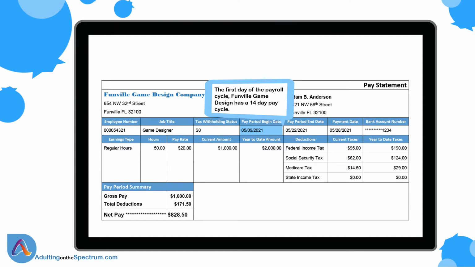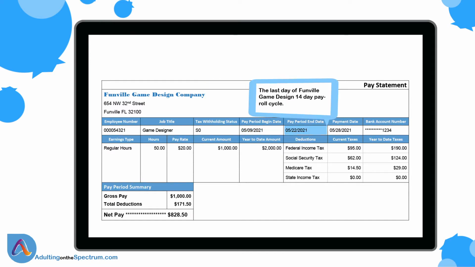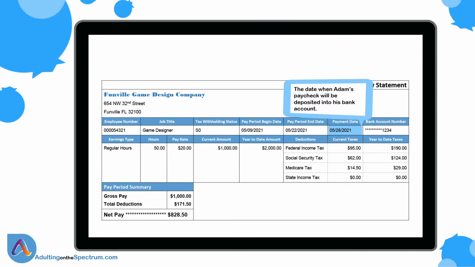Pay period begin date is the first day of the payroll cycle. Funville Game Design has a 14-day payroll cycle. Pay period end date is the last day of Funville Game Design's payroll cycle. Payment date is the date when Adam's paycheck will be deposited into his bank account.